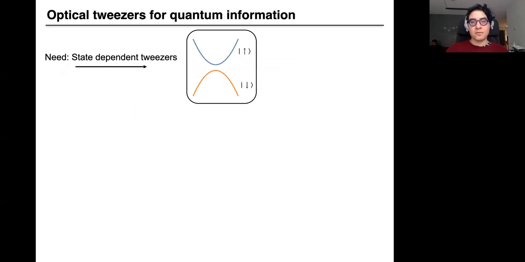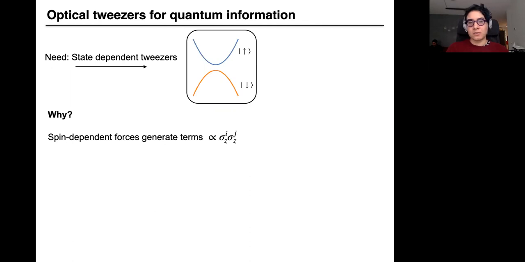And for this, what we decided was, okay, we're going to use state-dependent tweezers. So now we want the tweezer potential that I showed you before, the local optical potential that looked like a Gaussian. I want it to be different depending on the internal state of the qubit. The reason you want this is because you still need to generate a term that looks like sigma z in the end to get your phase gate.